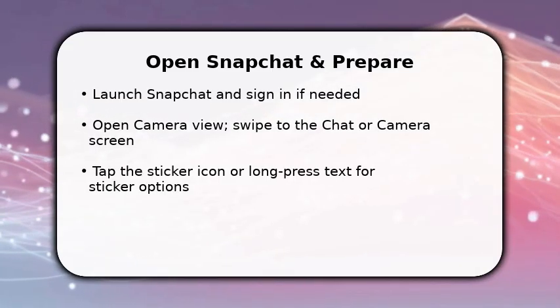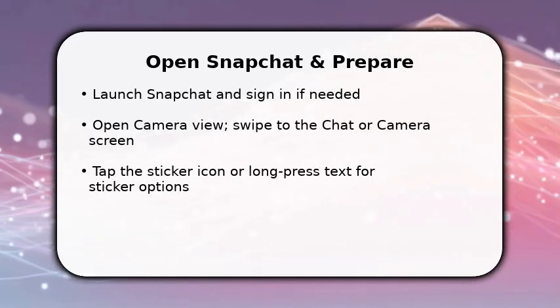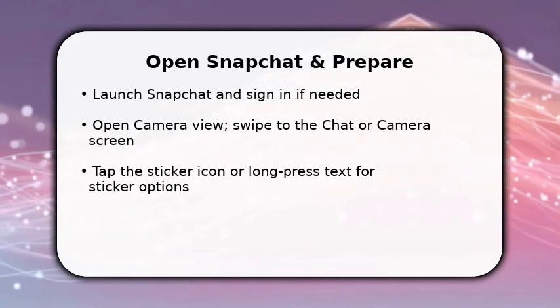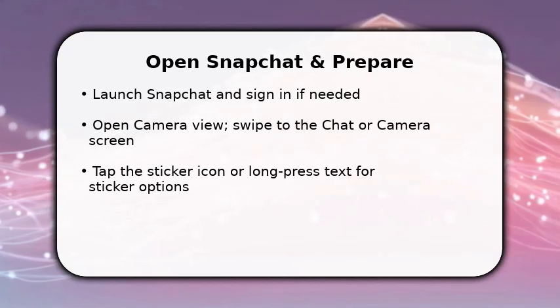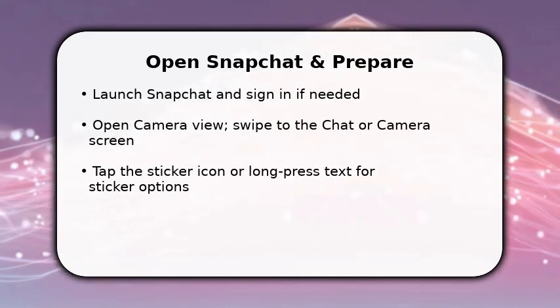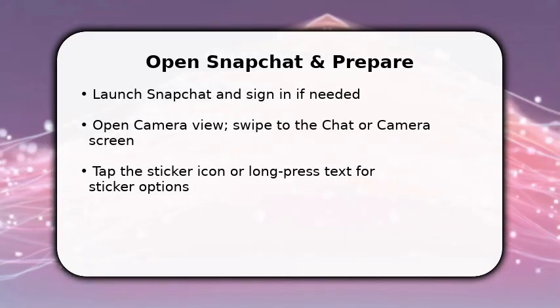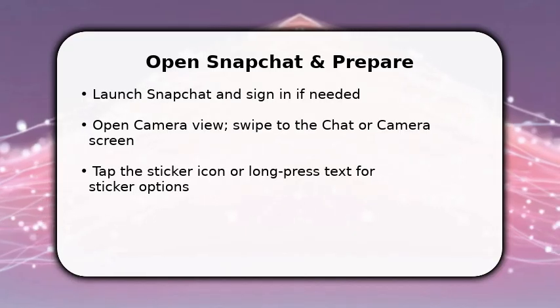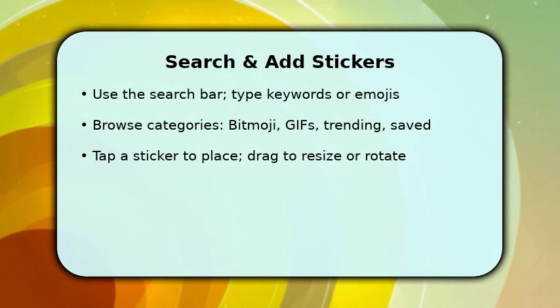If you want stickers from chat, long press a message or tap the smile icon next to the typing area. These first steps tell Snapchat where to pull sticker suggestions from, so do them now to reveal the app's sticker tools and search field. Now you search and choose.